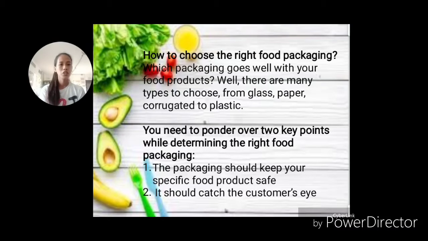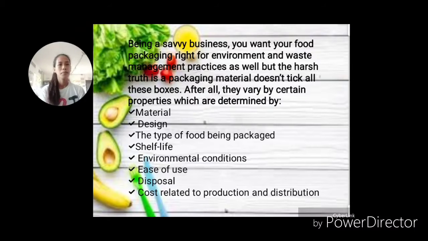The packaging should keep your specific food product safe. It should catch the customer's eye. Being a savvy business, you want your food packaging to be right for the environment and waste management practices as well. But the harsh truth is that a packaging material doesn't tick all these boxes.